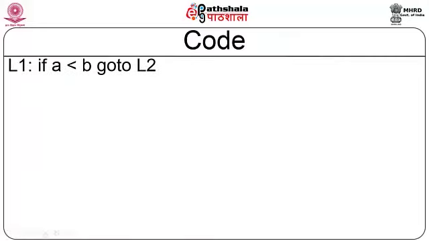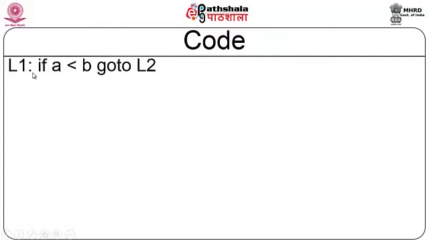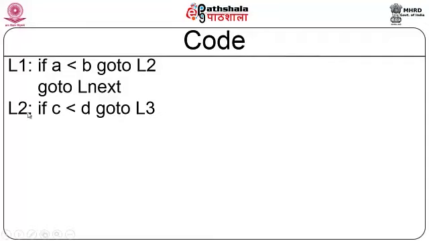First I am generating a new label as given by the while. I will generate a new label corresponding to S dot begin, that is L1. If A is less than B, go to L2 and then go to L next. Now this L next will be used if the while itself is false, going outside the loop, and L2 will be the body of the while, which is nothing but the if then else construct. If C is less than D, go to L3, go to L4, this is the falsehood.